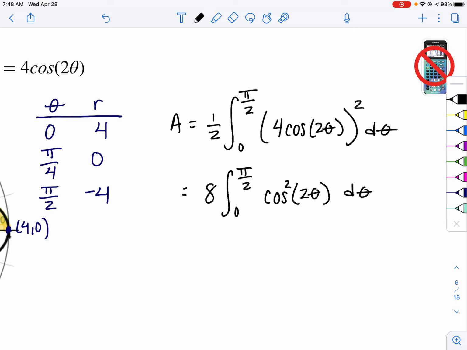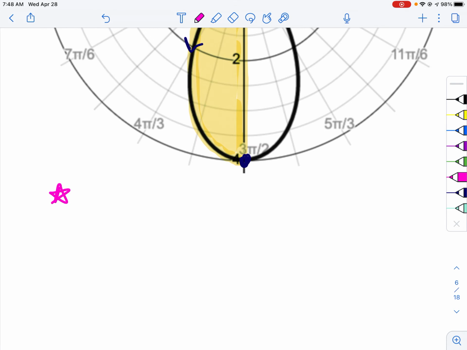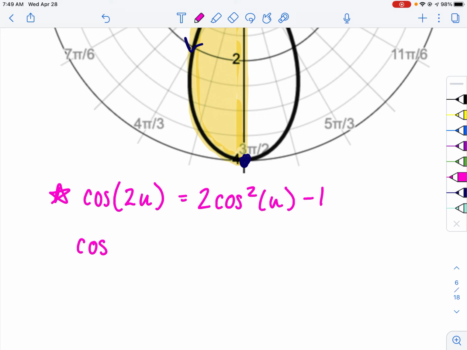So now just like the last one, we need to get rid of the squared power. So we're going to use a different double angle formula. So I'm going to write the double angle formula a little differently. Instead of thetas, I'm going to use u's. So cosine of 2 times u, whatever your angle is. Another iteration of that is that it is 2 cosine squared of u, whatever your angle is, minus 1, right? So if I solve for cosine squared, I'm going to bring the 1 over, and then I'm going to divide it by 2, so bring over a half.